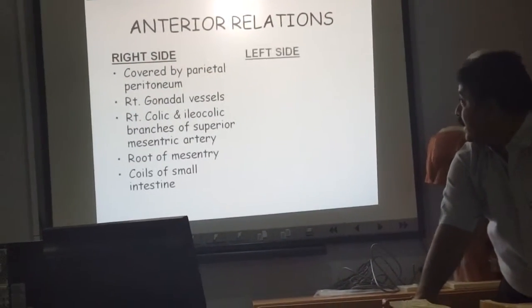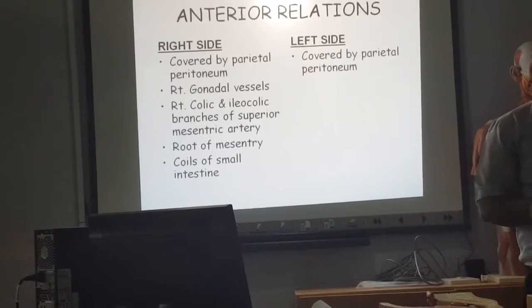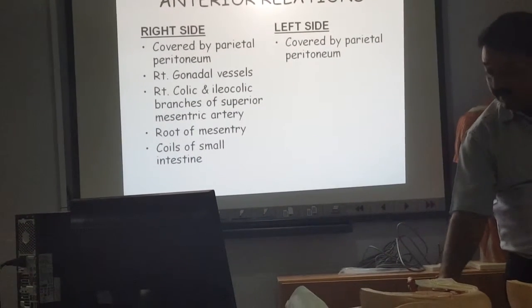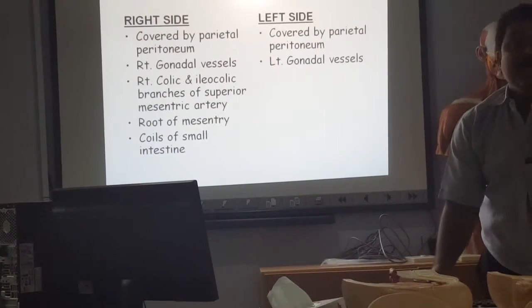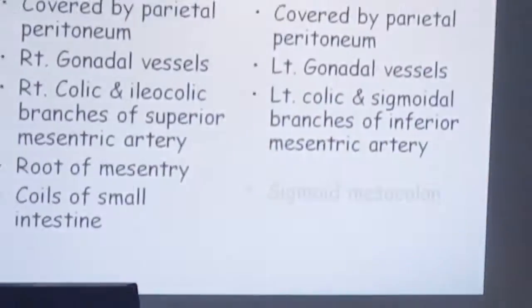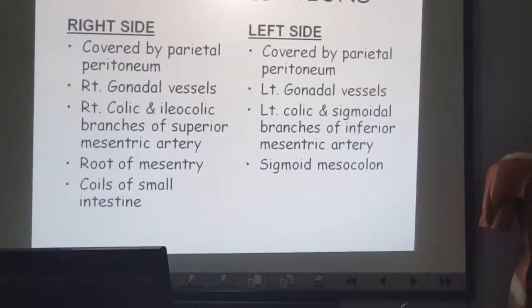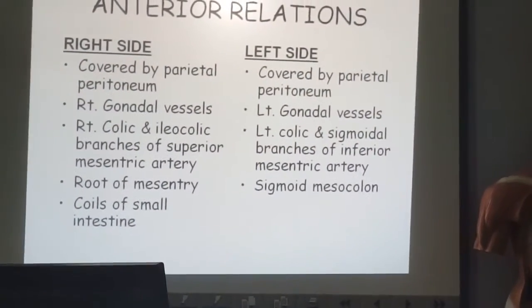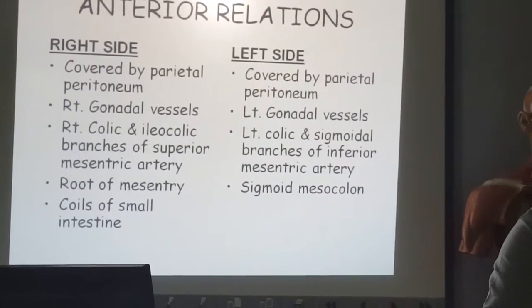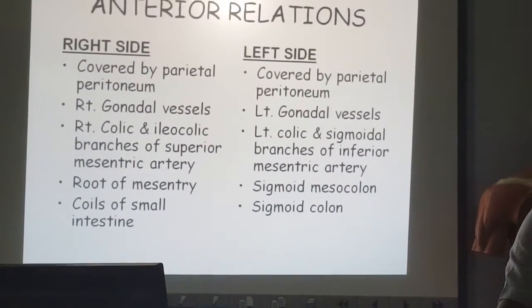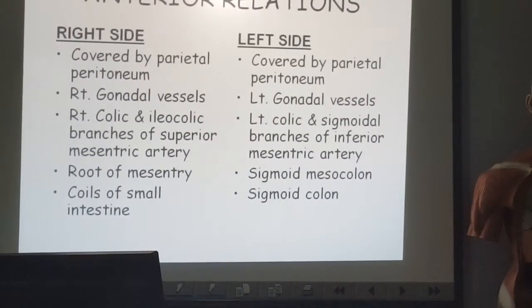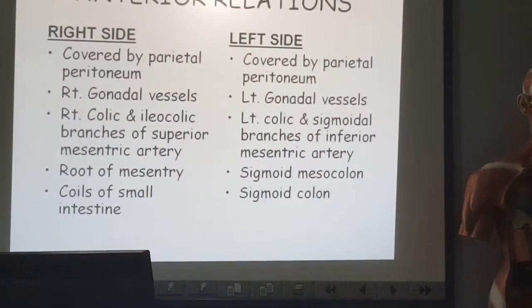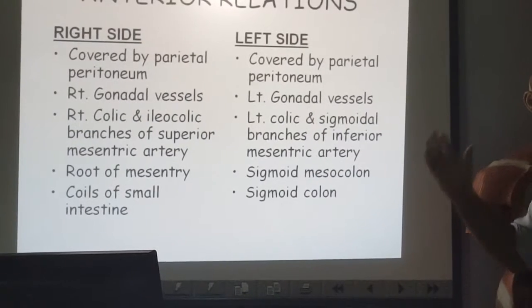And on the left side, it is covered by the parietal peritoneum. Same. And next is the left gonadal vessels. See here, left gonadal vessels and the left colic and sigmoidal branches of the inferior mesenteric artery, and the sigmoid mesocolon, and the sigmoid colon. These are the anterior relations of both left and right ureter, right side and left side.